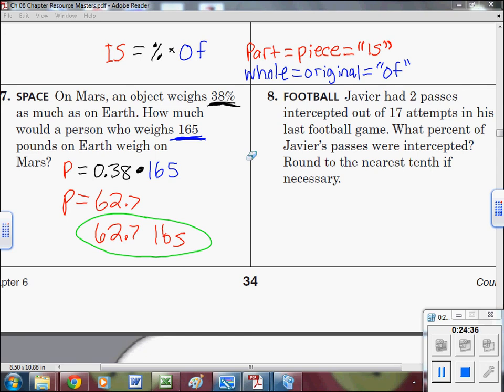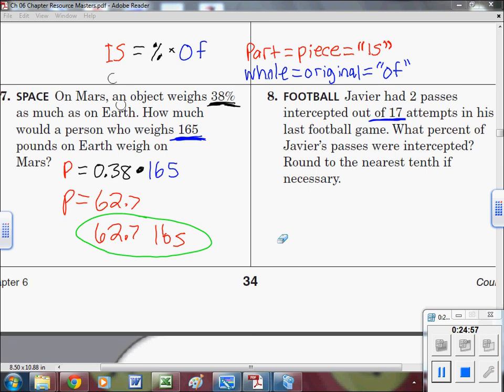Okay, so let's read through and see if we can identify the is number, the of number, so the original number or the portion number, and then maybe the percentage, and see which two of those 3 things we know, and let's solve for the one we don't. So Javier had 2 passes intercepted out of 17. Oh, they used the word of, so that was obvious. So out of 17.